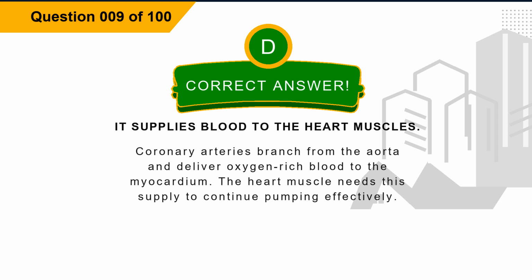Explanation. Coronary arteries branch from the aorta and deliver oxygen-rich blood to the myocardium. The heart muscle needs this supply to continue pumping effectively.